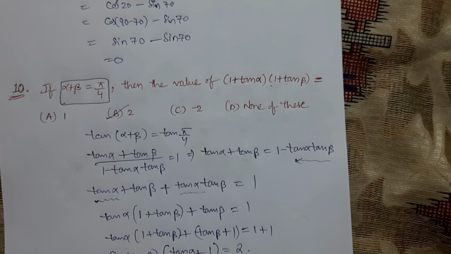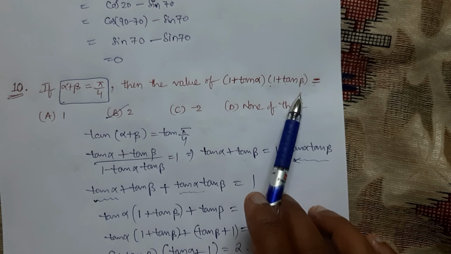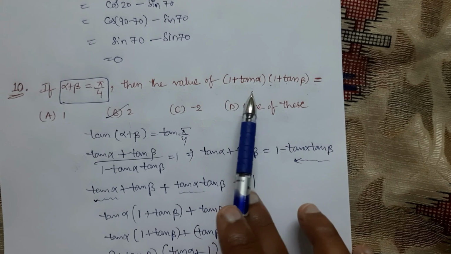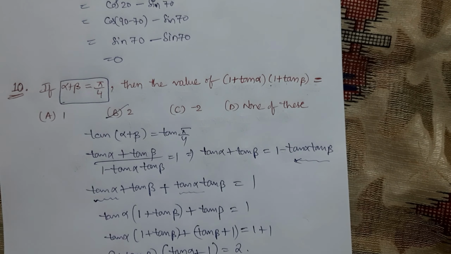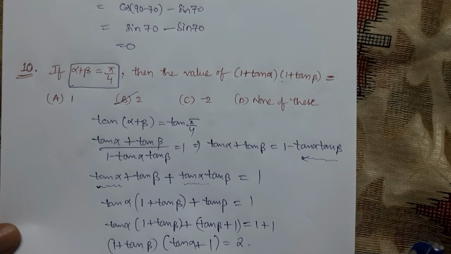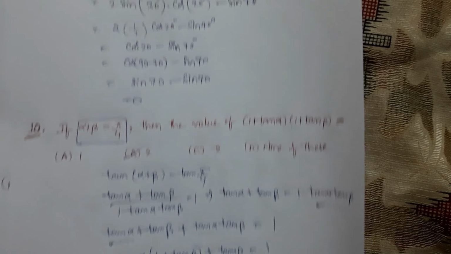In this way they may ask 1 plus tan alpha into 1 plus tan beta, or they may give alpha minus beta and ask 1 minus tan alpha into 1 minus tan beta, like that also they can ask. Okay, by remembering the formulas, solve it, definitely you will get it. Okay, this is question number 10. Next we will go for question number 11.